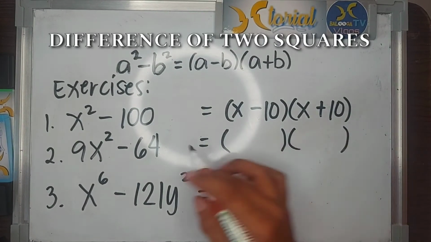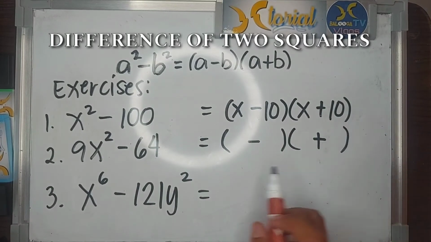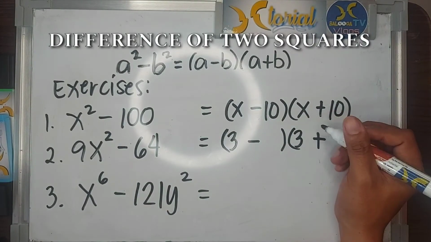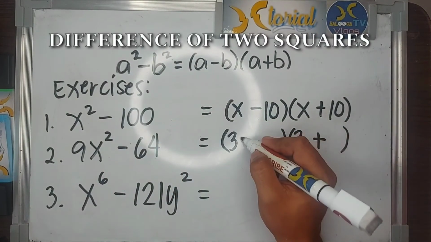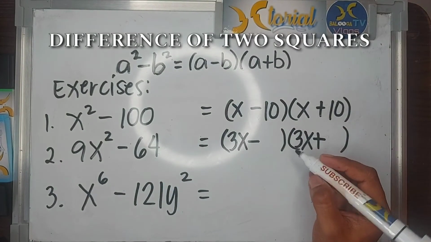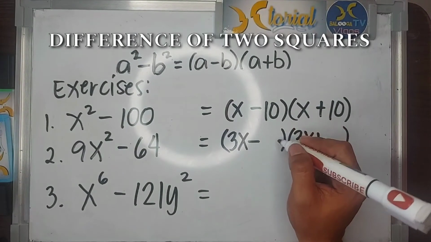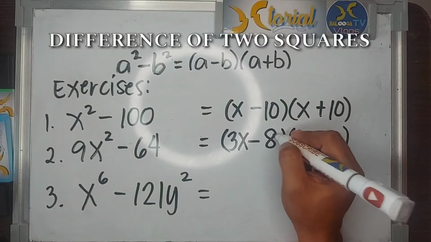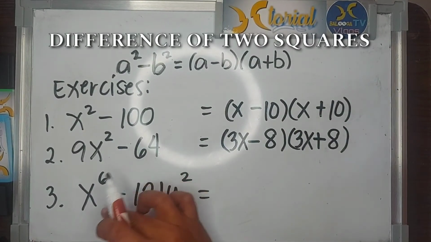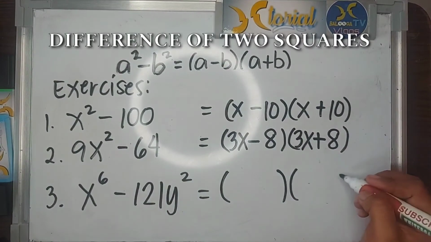Number 2, 9x squared minus 64. Yung isa minus, yung isa plus. Saan galing yung 9? 3 times 3 or 3 squared. So x squared, x times x. Saan galing yung 64? 8 times 8 or 8 squared. So, 8 times 8. Next, x raised to the 6th power minus 121y squared.